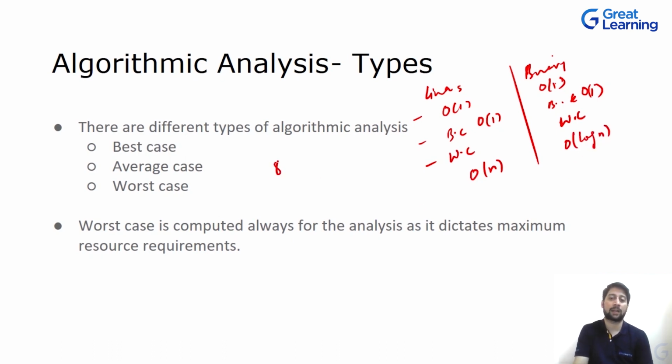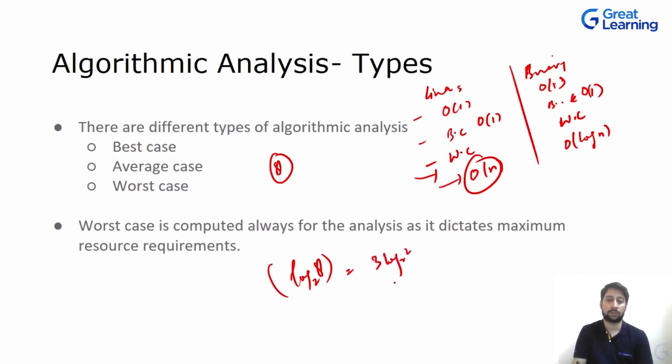Now let's suppose there are 8 inputs. You're going to traverse 8 times in this linear search. But if you have this log 8 to the base 2 value, you can reduce it to 3 times log 2 to the base 2, which is 3 times. So in this, you are only iterating 3 times.